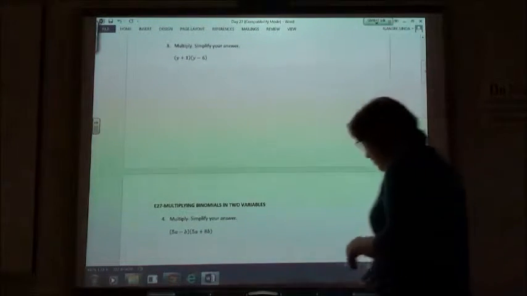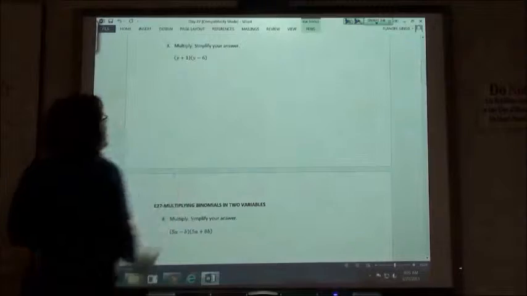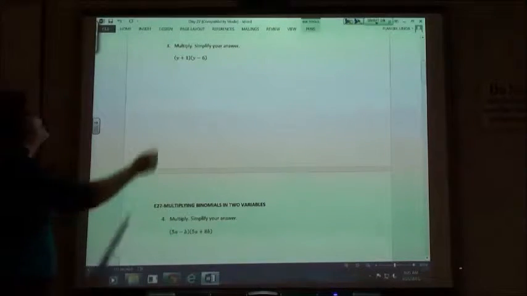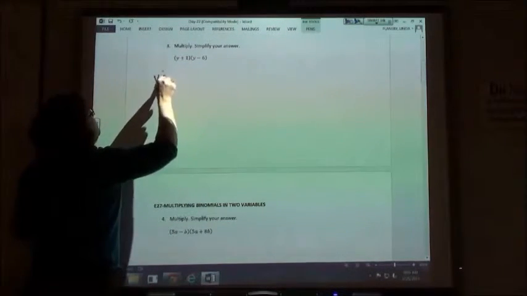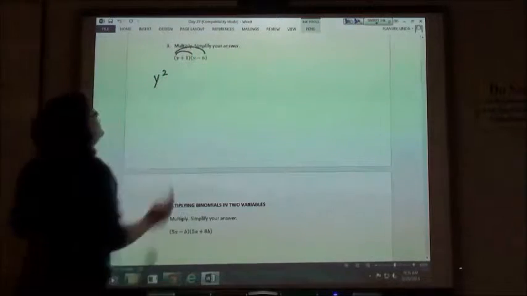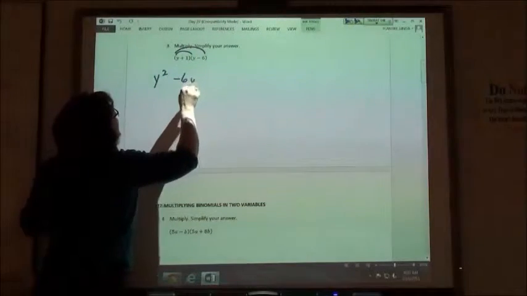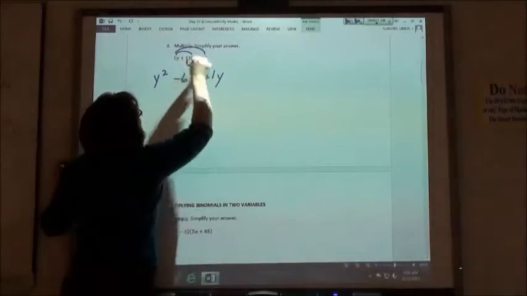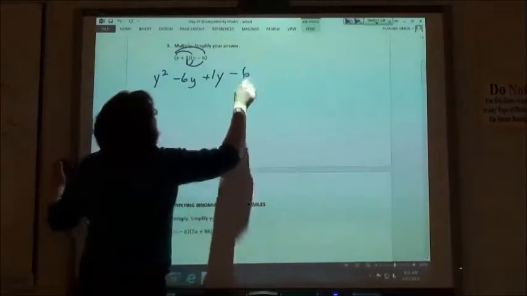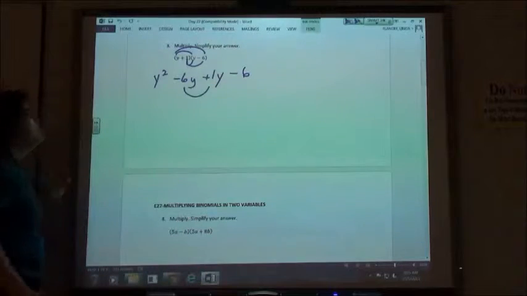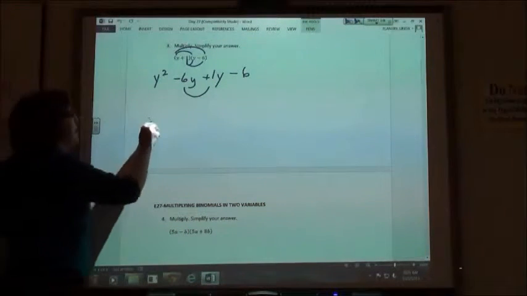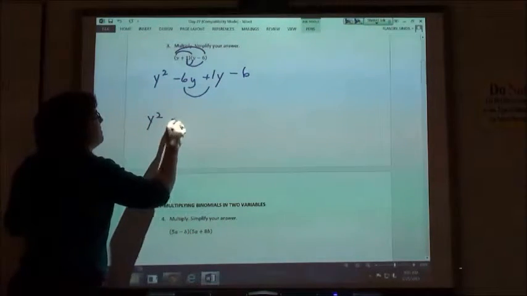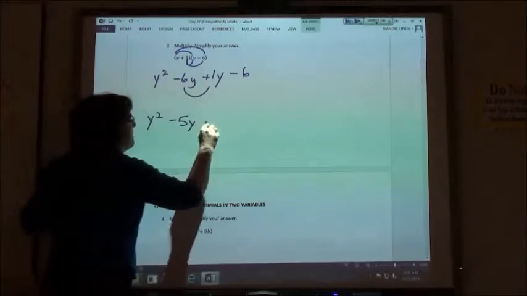So if I'm going to FOIL the third one, multiplying that out, the first one I would get y squared, then I would get negative 6y, and then I would have positive 1y, and then I would get negative 6. Combining my like terms, my answer then is going to be y squared minus 5y minus 6.